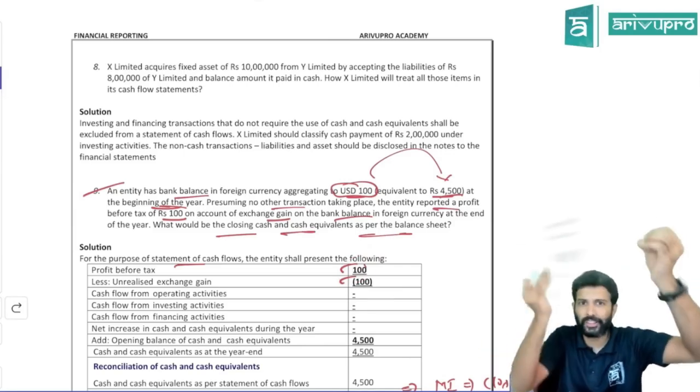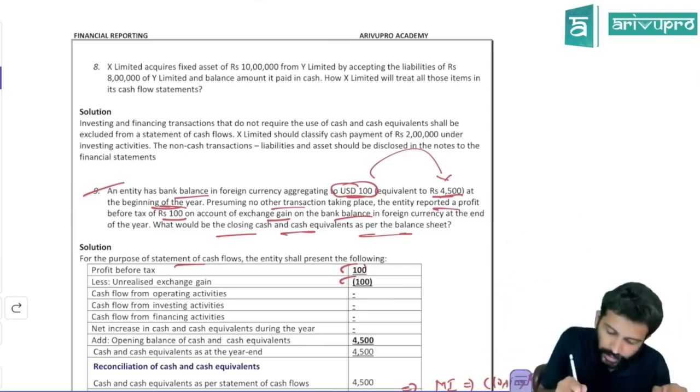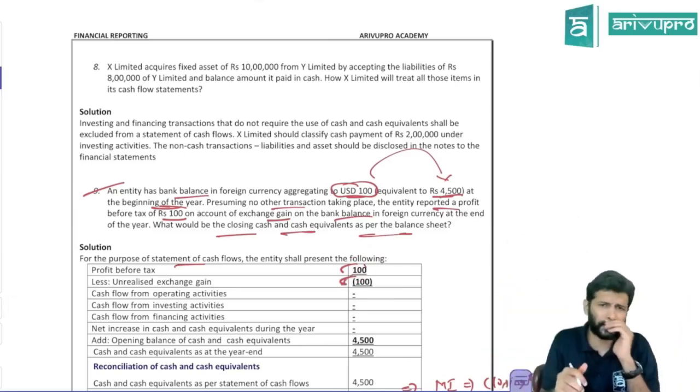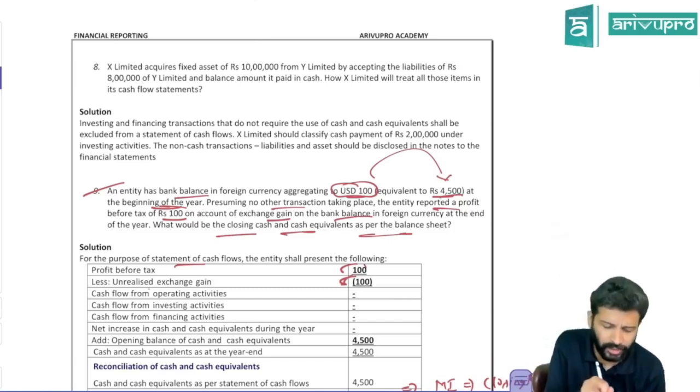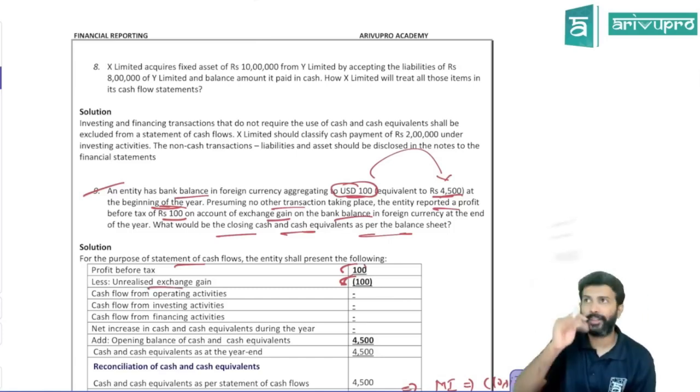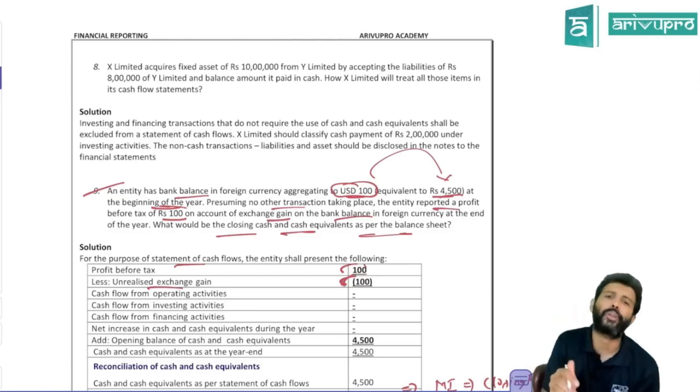But you have not got this gain. This is a bookish gain. Hence, what you have to do? Reduce this. So from the cash flow statement perspective, the first adjustment is unrealized exchange gain. This is unrealized. Only when you sell these dollars does it become realized. You have not yet sold. So there's an unrealized gain, so reduce it.